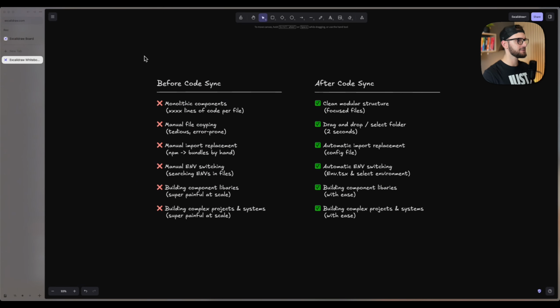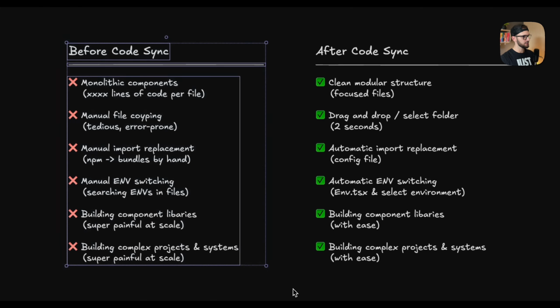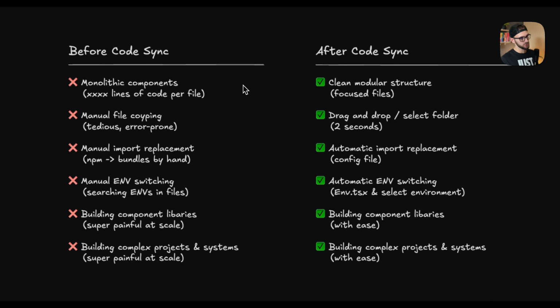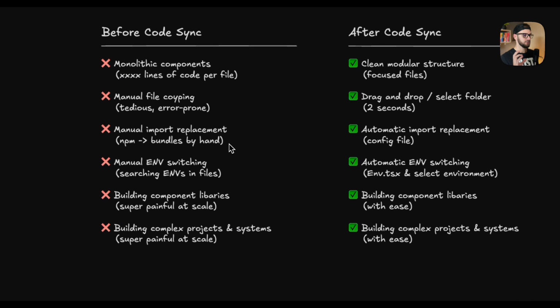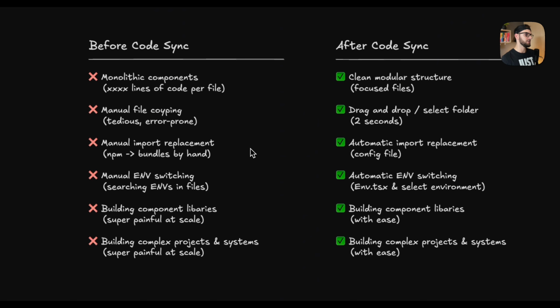Cool, so now let's summarize what changed. Before Coating, I usually used the monolithic approach with monolithic components, which resulted in multiple thousand lines of code per file. I had to manually copy the files. It was tedious and error prone. I needed to manually replace the npm libraries I just showed you. I needed to manually switch the envs, my backend URLs, my API keys, everything. And building component libraries was painful at scale, and the same applies to building complex projects and systems.